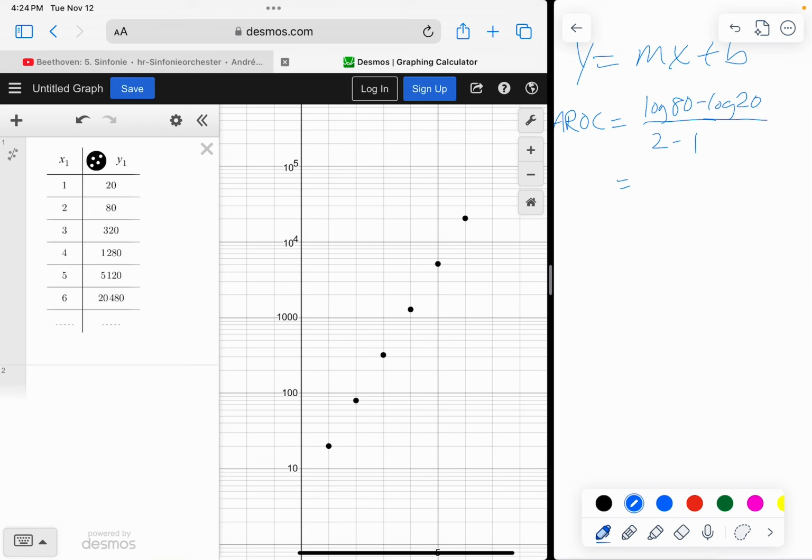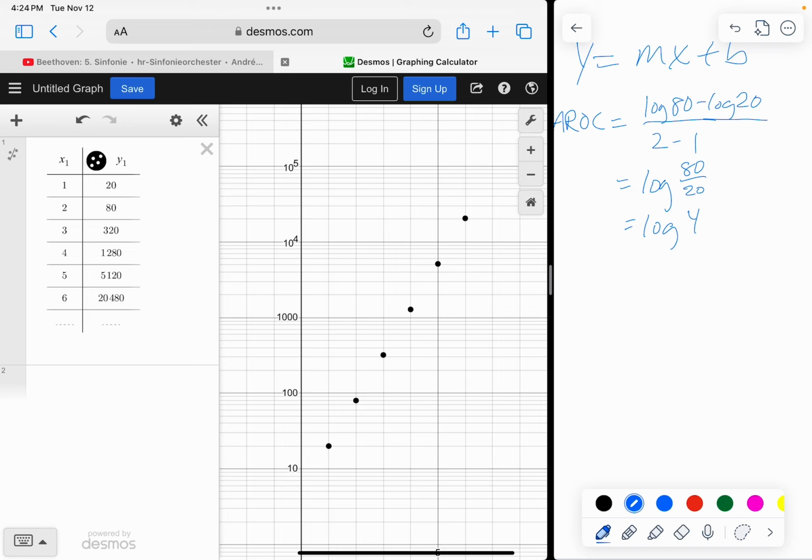We don't need to divide by 1. And so this becomes log of 80 over 20. Well, you'll know that that equals log of 4. Okay, so this is our average rate of change. This is our m value. And then we can go about finding our y-intercept.